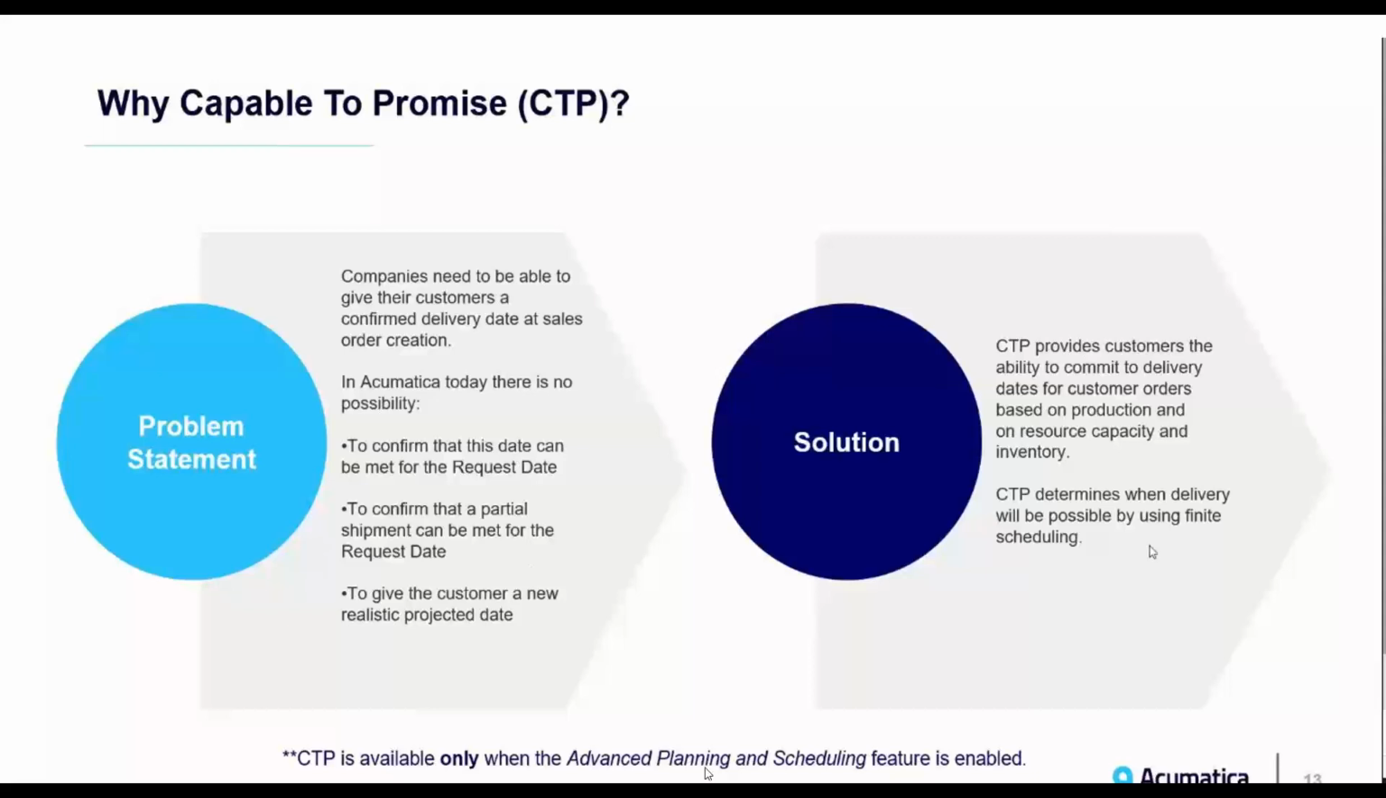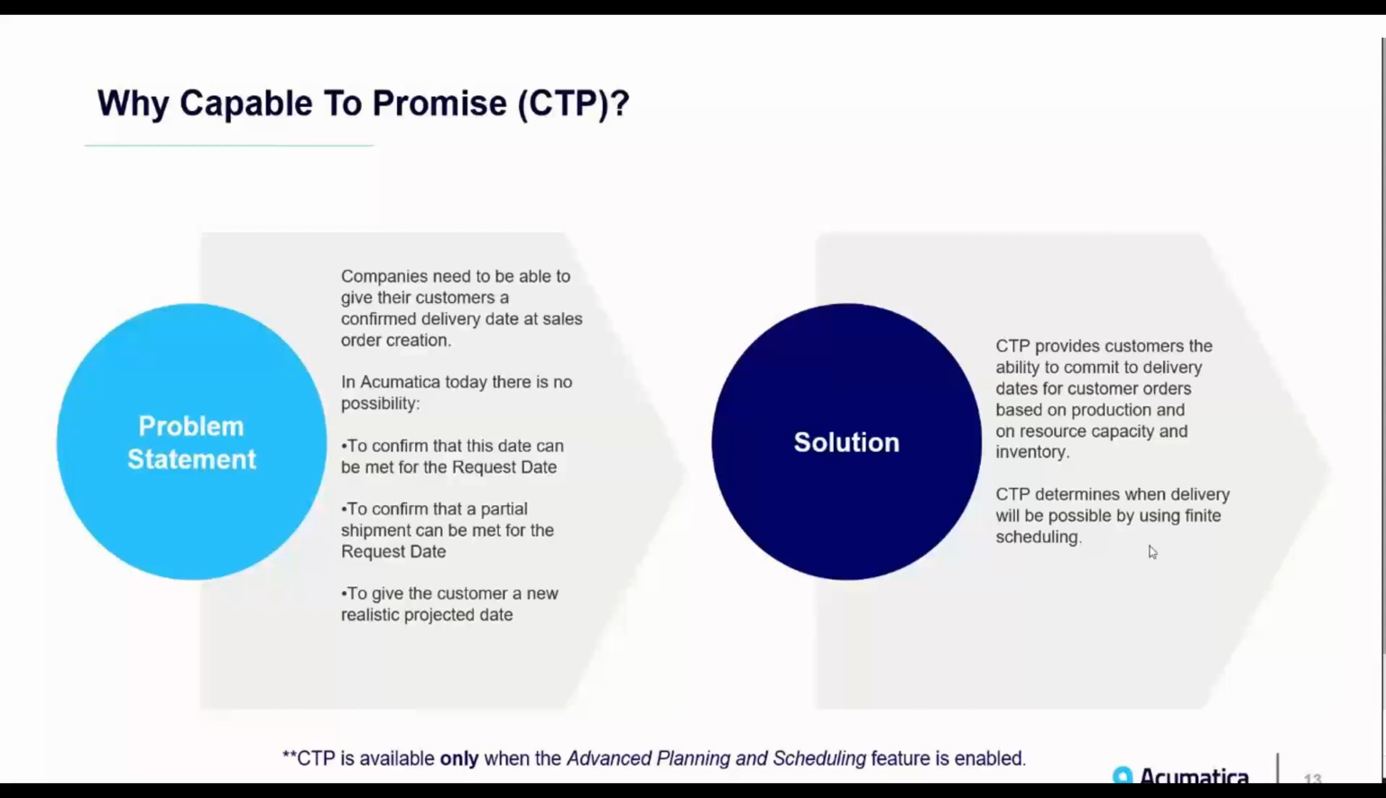This ties into the advanced planning and scheduling and a finite capacity model. So Acumatica has all of the data to be able to go in and calculate: do we have the raw materials? If not, can we purchase those raw materials? When will they come in? When can we schedule the different operations? So there's a lot of data that Acumatica had to crunch. That's why it was so difficult. There were a lot of pieces foundationally that had to be in place first before capable to promise could be implemented. Well, that's no longer the case.